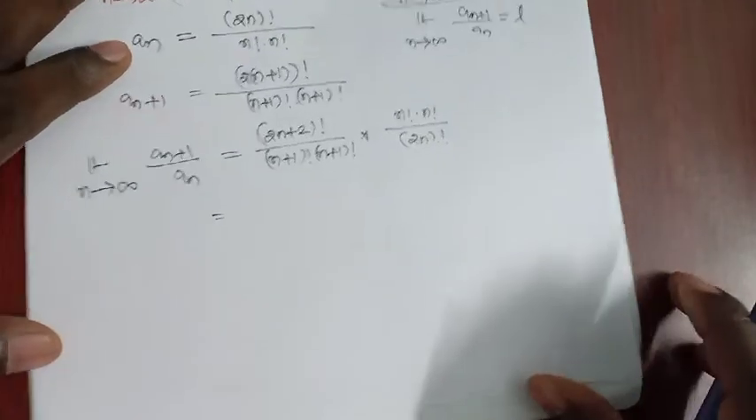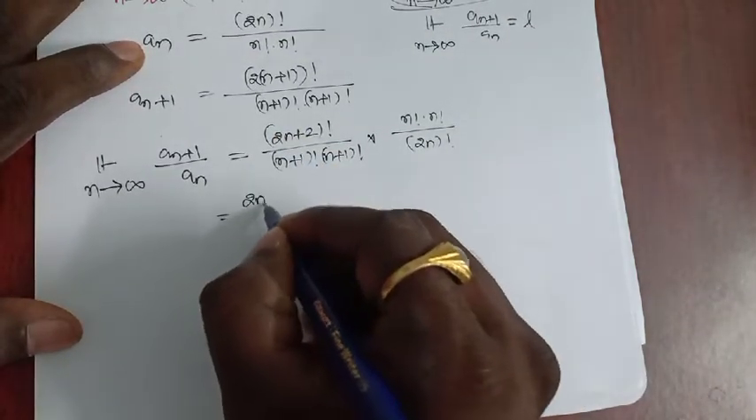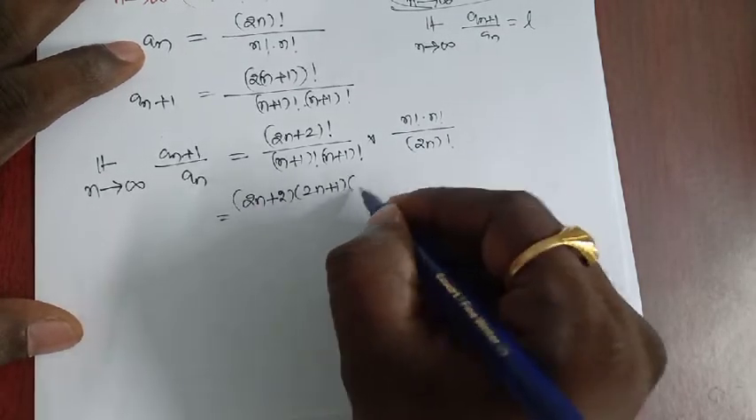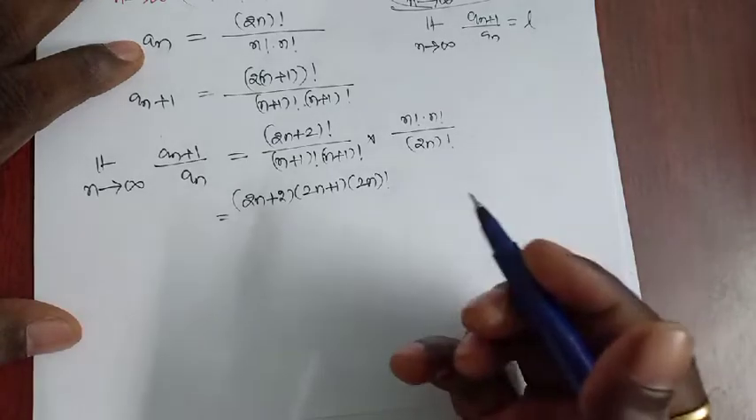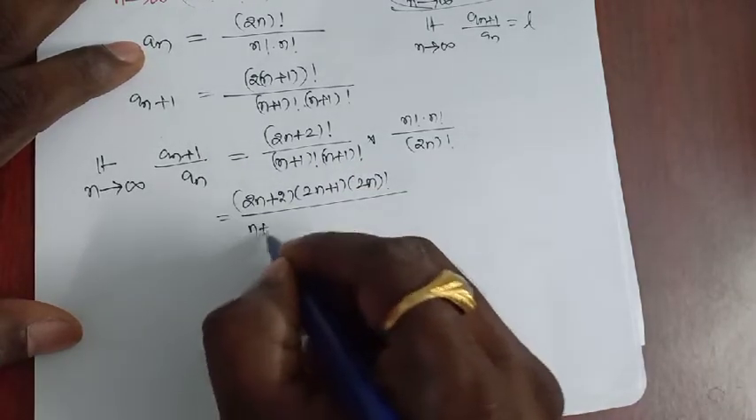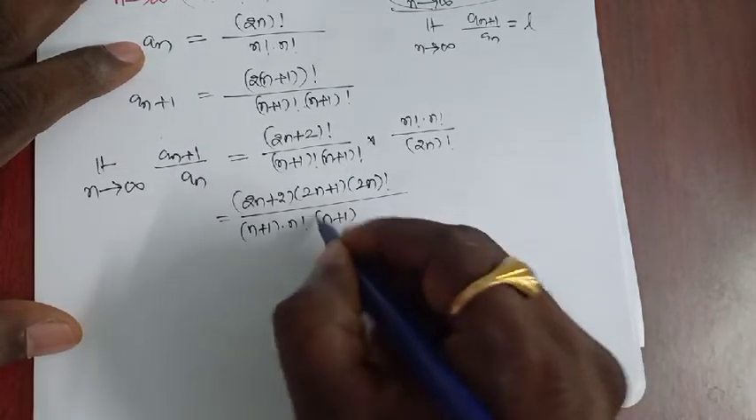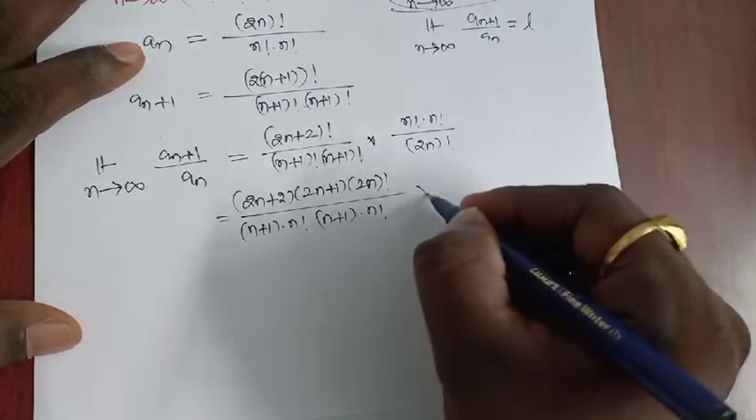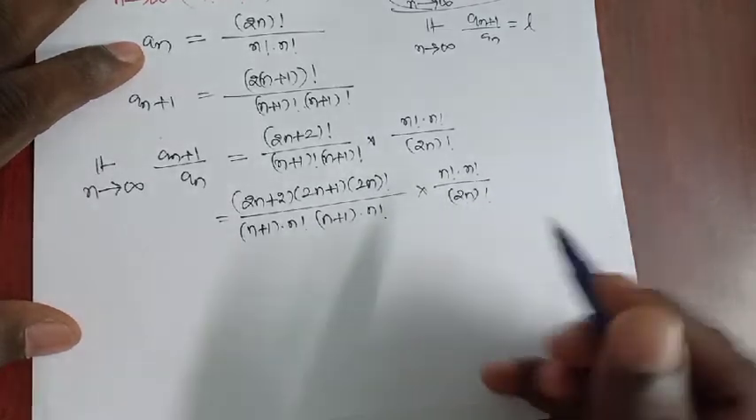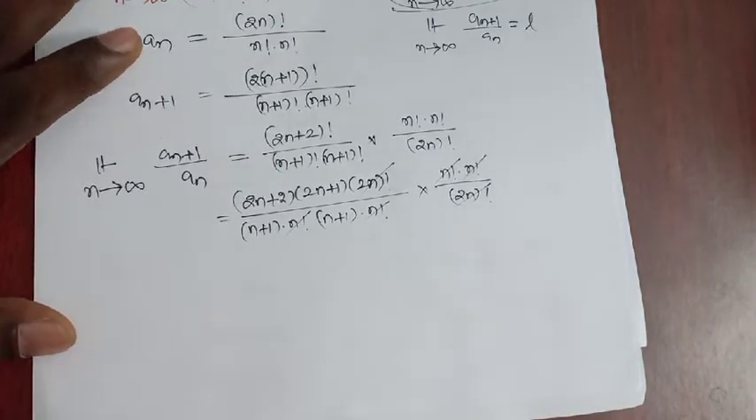So clearly, (2n+2)! can be written as (2n+2)(2n+1)(2n)!, divided by, for (n+1)!, we write (n+1) into n!, and repeat the same for the other, (n+1) n! into (n+1) n!, times n! n! by (2n)!. So here (2n)! and n! cancel.